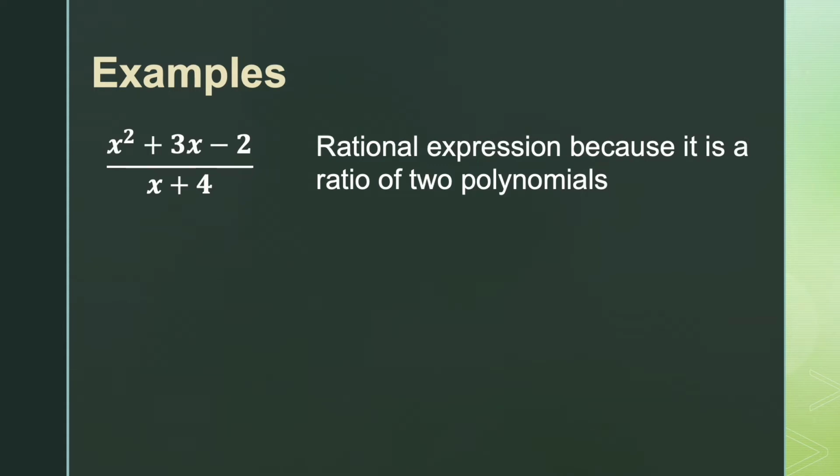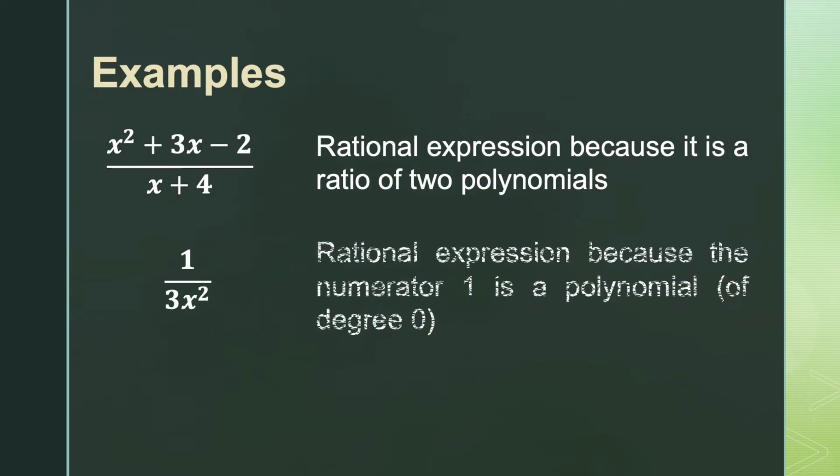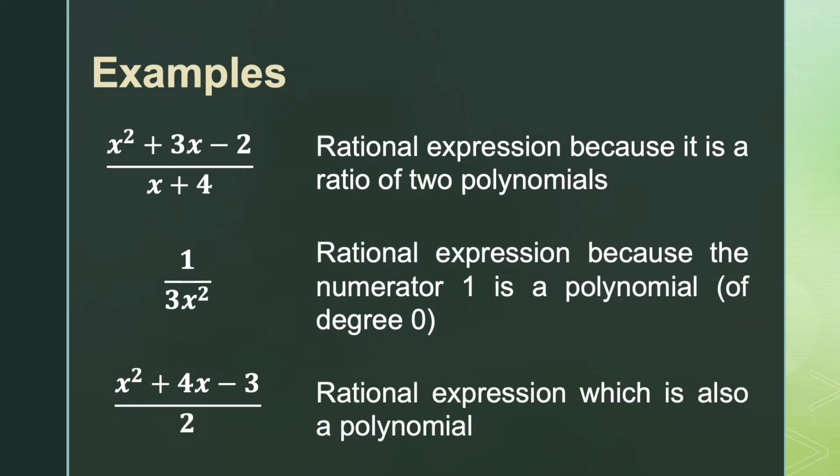For our second example, we have 1 over 3x squared. So this is a rational expression because the numerator 1 is a polynomial of degree 0. For our third example, we have x squared plus 4x minus 3 over 2. This is a rational expression which is also a polynomial.